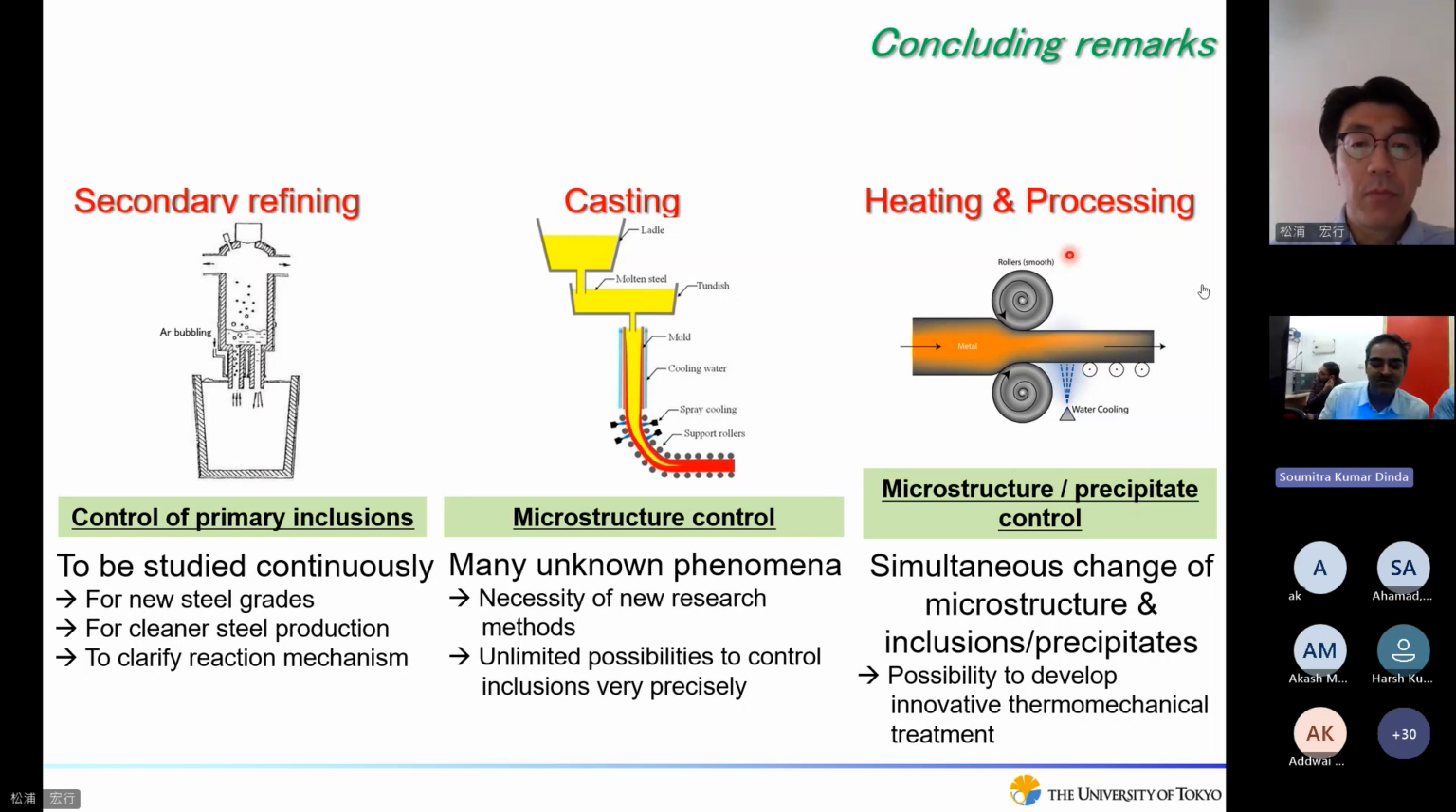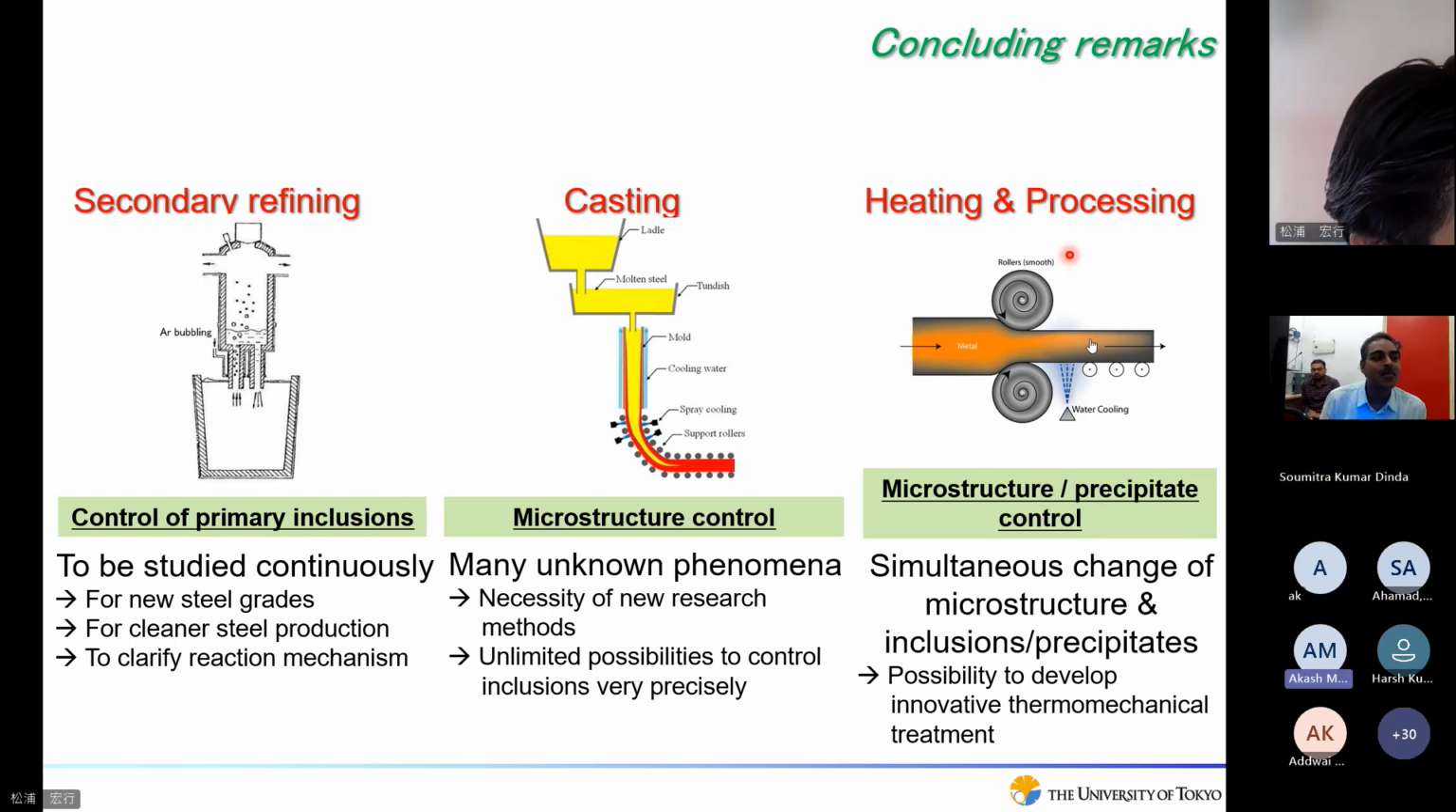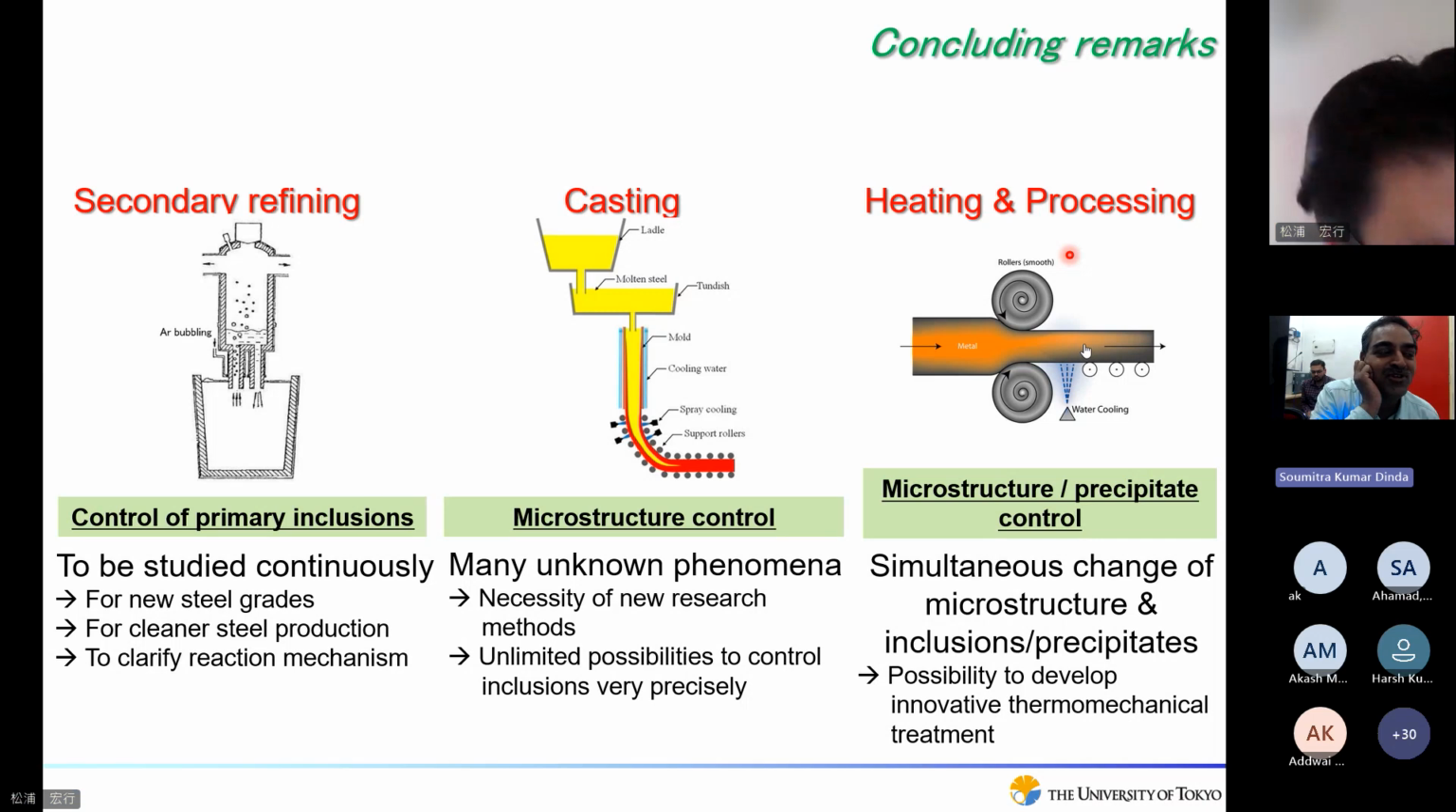I have a question related to electroslag remelting. Is electroslag remelting more effective than the other deoxidation processes? Sorry, I didn't catch you. The electroslag remelting process, is it more efficient than the other deoxidation processes?